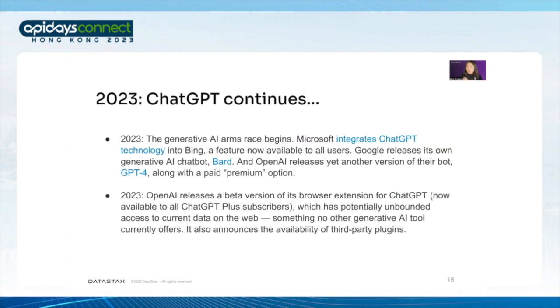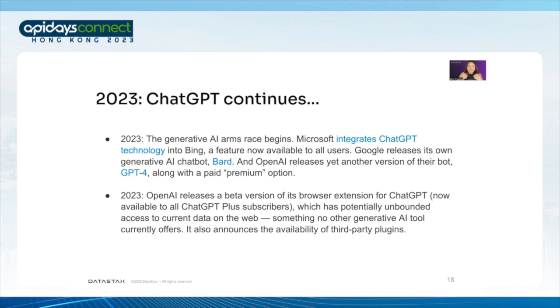Now in 2023, the current year, just a couple of months back, the generative AI arms race begins, right? Microsoft comes up with Bing, which has ChatGPT capability there. Then Google has the AI chatbot Bard, and more competition comes up, and OpenAI then releases another, which is GPT-4, I should say. But GPT-4 requires a premium paid option too.